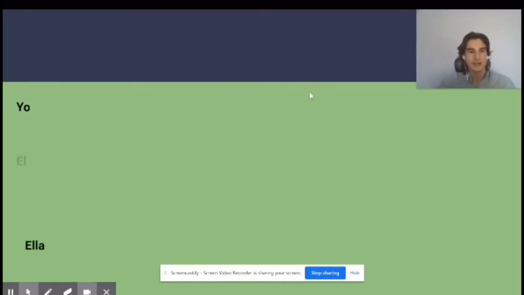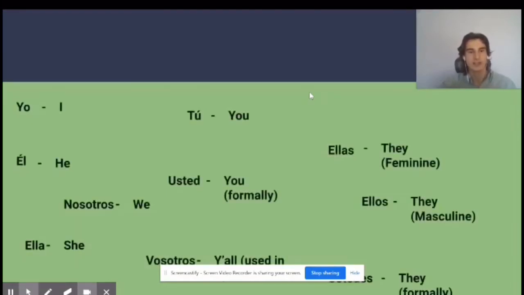yo, ella, él, nosotros, and actually all of these are indirect object pronouns. And it seems a little bit daunting until you look at their translations in English. I would highly recommend memorizing these translations. They're very important, and we're going to use them heavily when conjugating verbs.